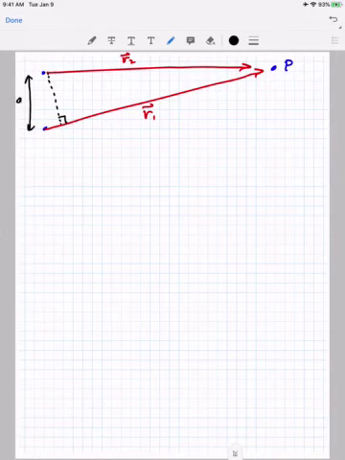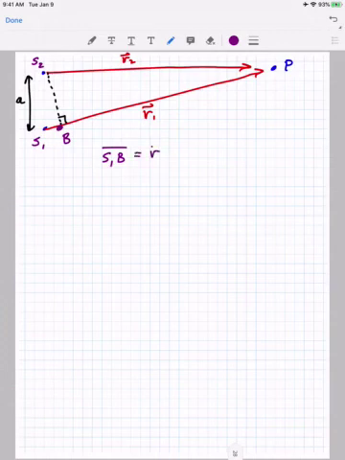I'm just going to shift notation. I'm going to call this A, the separation between the slits. And let me also name some of these points. So I'm going to call this point B, and I'm going to call these slit 1, slit 2. So the geometric distance S1B is actually given by the absolute value of the difference R2 minus R1, and this is going to be approximately A sine theta. All right, and so that's making this approximation that the screen is very far away, and so R1 and R2 become parallel.